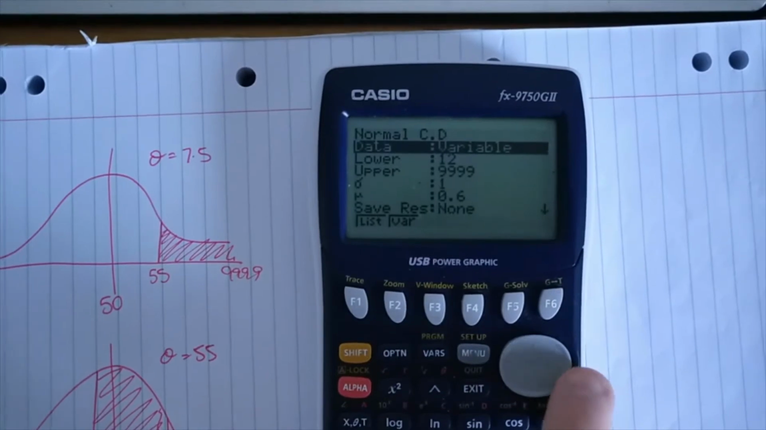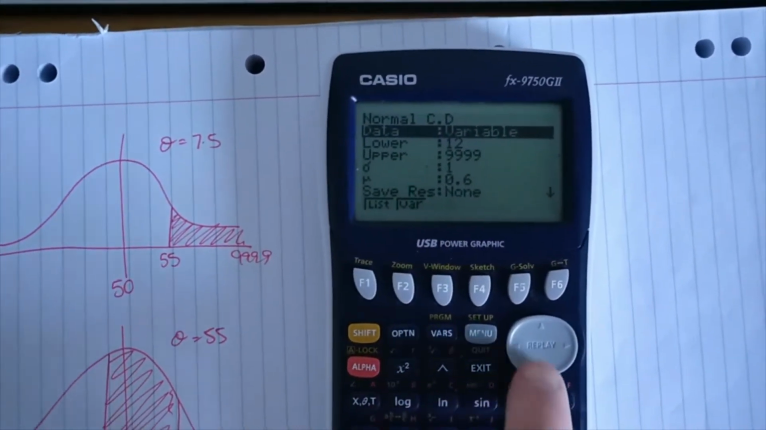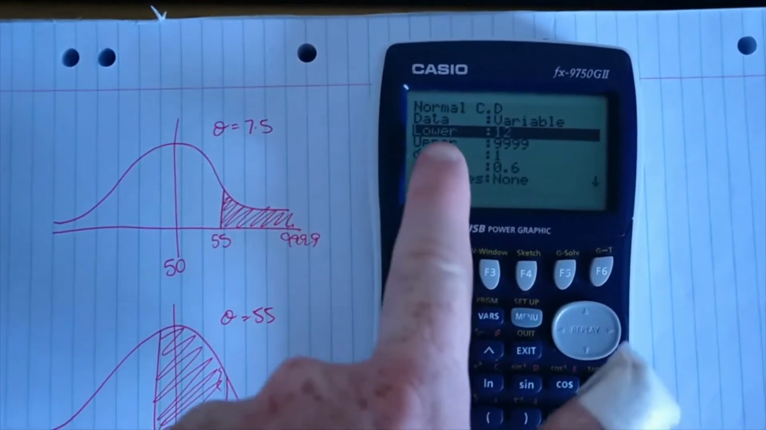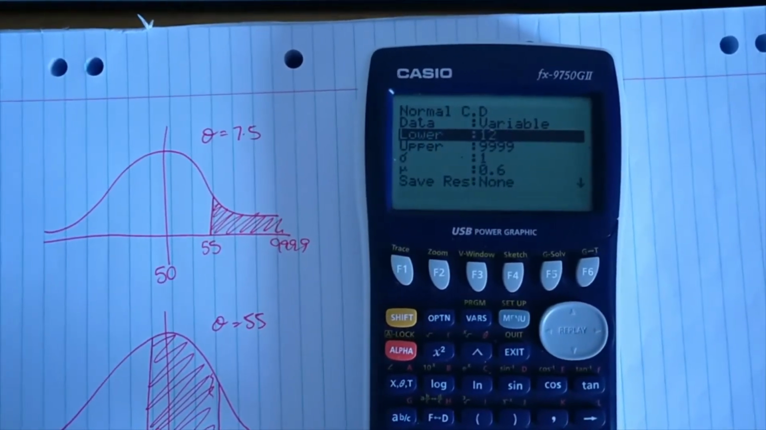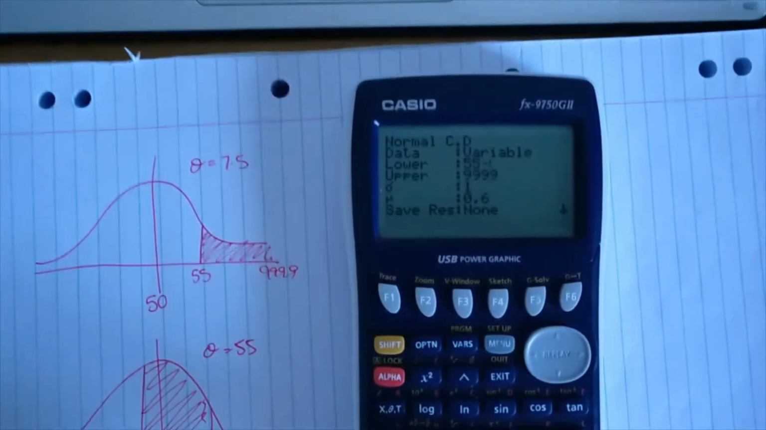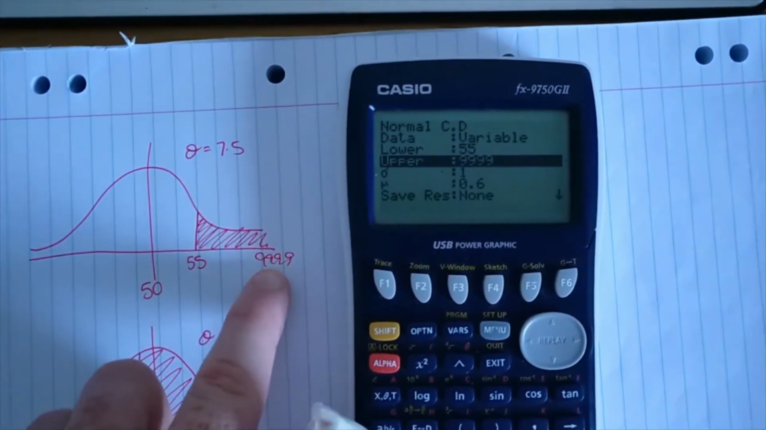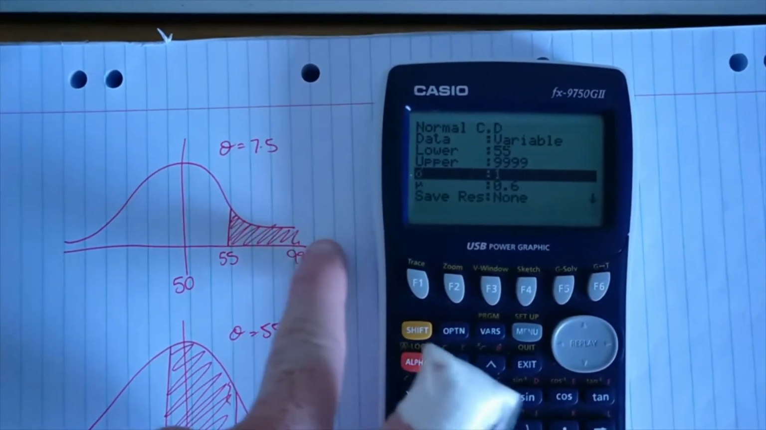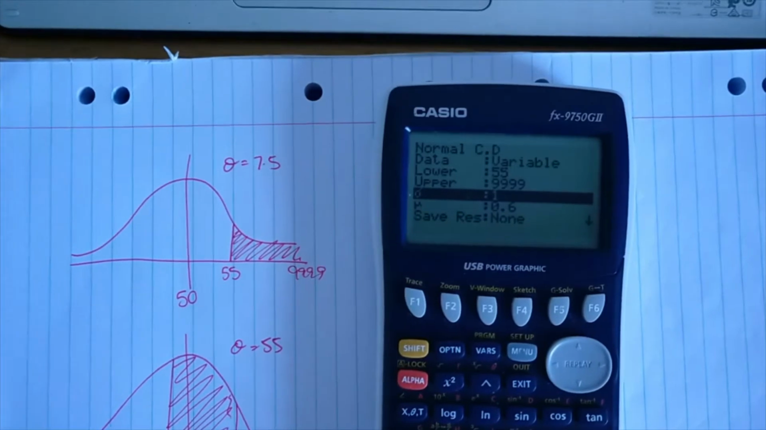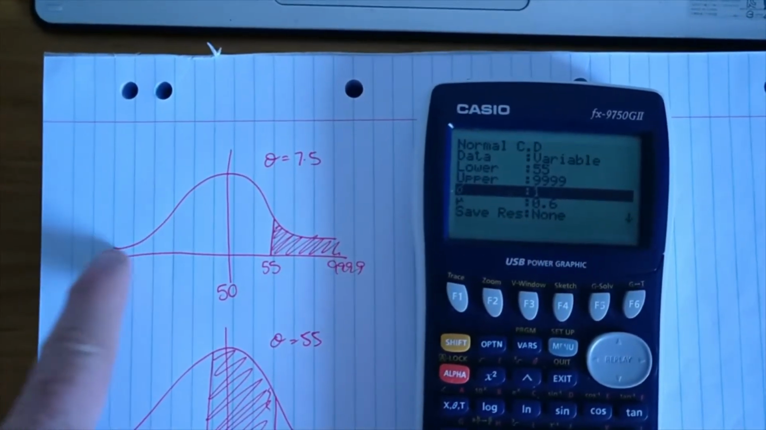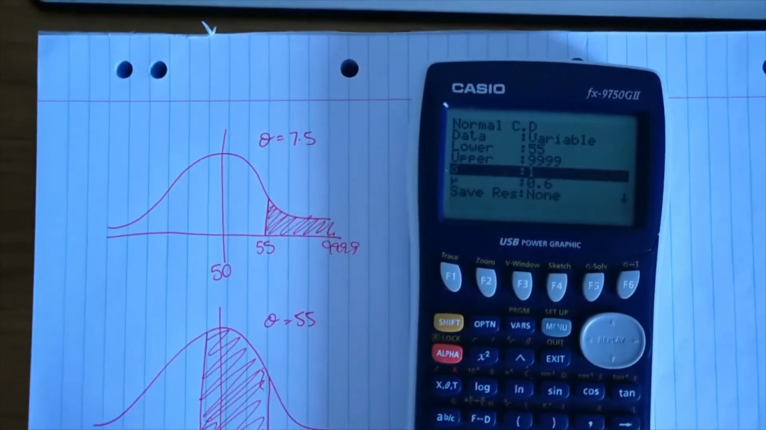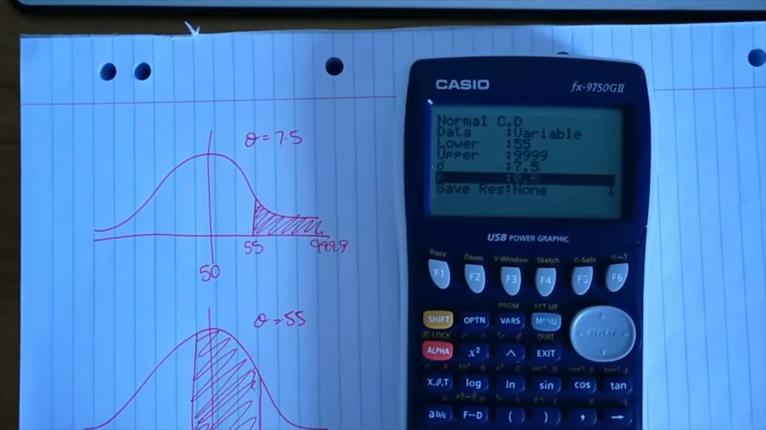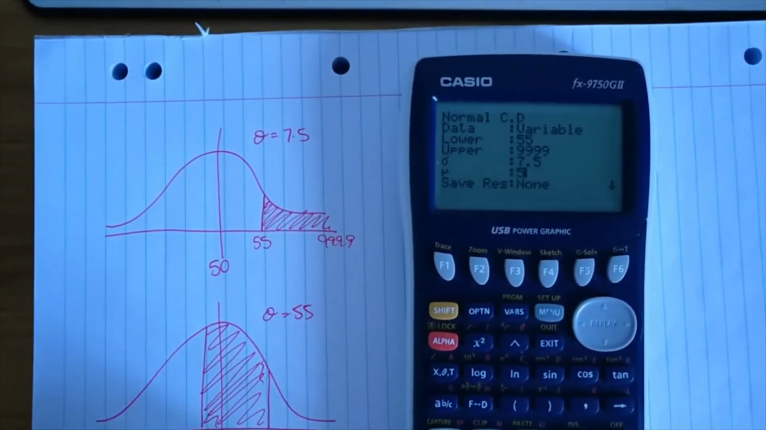Once you're in NCD, make sure you're in variable mode as opposed to list mode, and then navigate and enter in all your inputs. For the first question, we've been asked to put in our lower. Our lower is 55, so we're going to put in 55 there. And our upper is 99999, so we're going to put that in. The reason we do four nines is because in theory this graph goes on forever, so we're just going to put in a really big number. If you're dealing with this side over here, you'd be doing negative 99999. You're then going to put in the standard deviation, which in our case is 7.5, and you're then going to put in your mean of 50.